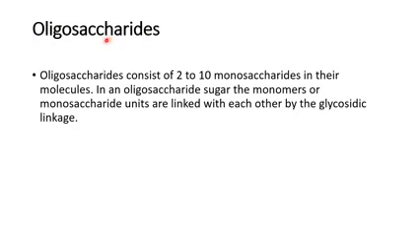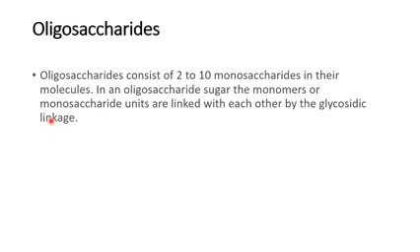Next one is oligosaccharides. As I told earlier, oligosaccharides consist of 2 to 10 monosaccharides in their molecules. In an oligosaccharide, the monomers are linked by a glycosidic linkage. A glycosidic linkage is basically an ether linkage which is formed by the removal of water from the two hydroxy groups of the two monosaccharides.